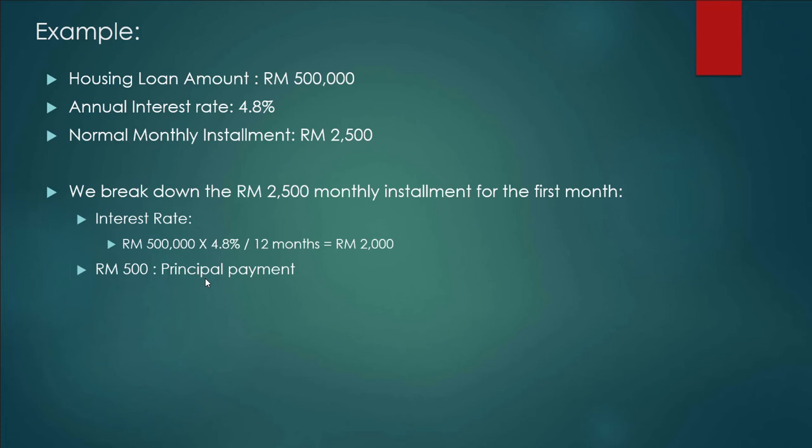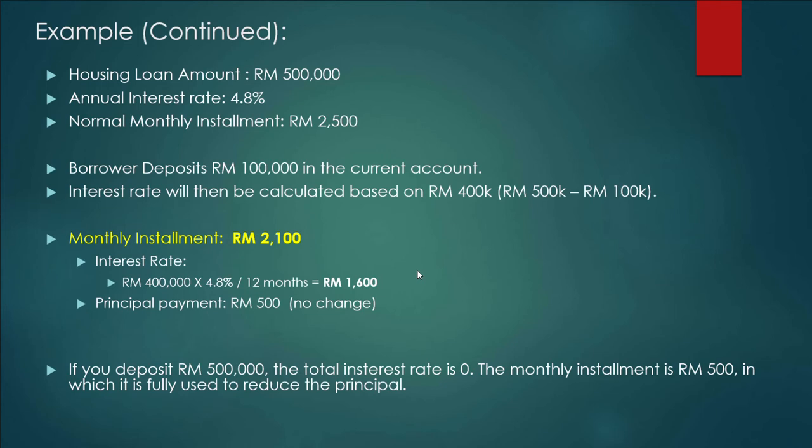So after the first month, your principal will be 499,500 ringgit. I will only talk about the first month for ease of explanation. So this is the example when you have no money in your current account. Next, we move on to the next example.